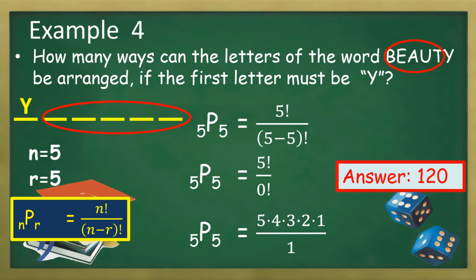So if we're going to arrange the letters of the word beauty using all the letters, you will have 720 arrangements. From those 720 arrangements, 120 arrangements will start with Y.